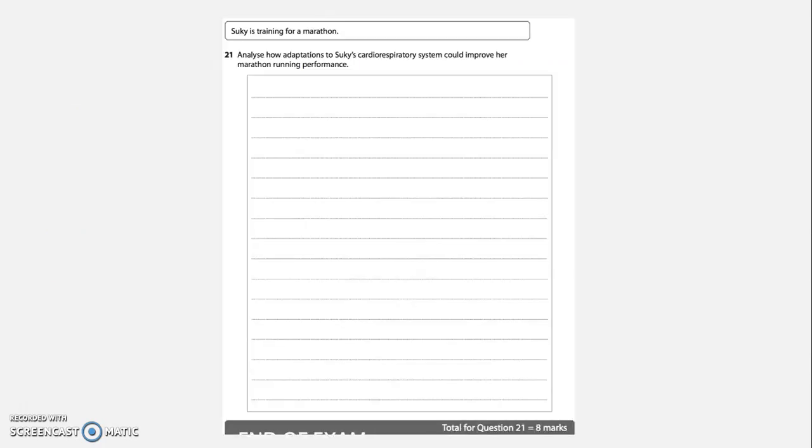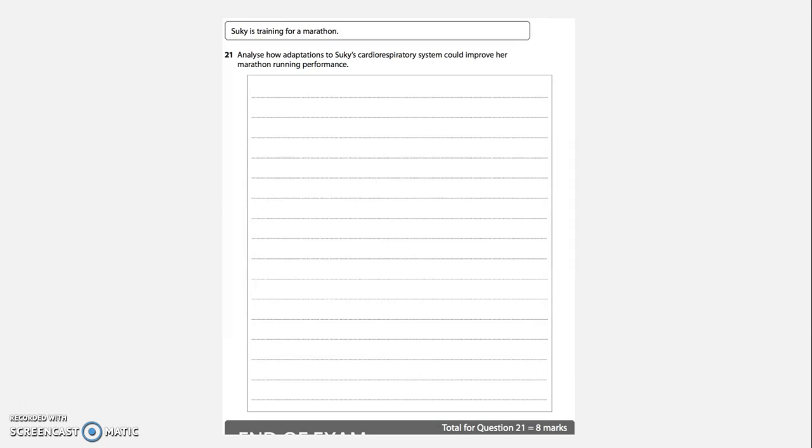So, first question, this was the last question on one of the papers. Analyse how adaptations of Suki's cardiorespiratory system could improve her marathon running performance. Cardio, okay, cardiovascular, respiratory adaptations. You've got to think of your 1, 2, 3, 4, 5, 6, 8, 9.